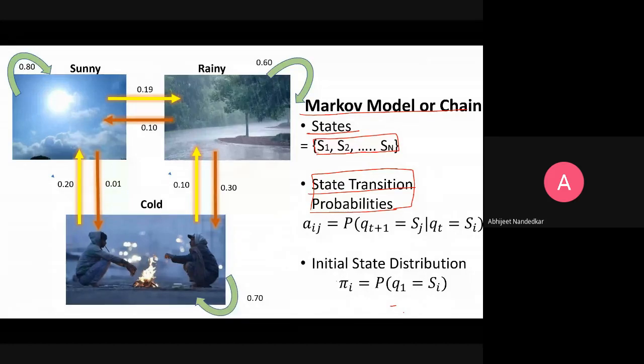Now you have some initial distribution of probabilities, which is represented by pi i, the probability of being in a state at the beginning of your activities. What is the initial probability? What state are you in at the beginning of this model? That is given by pi i.